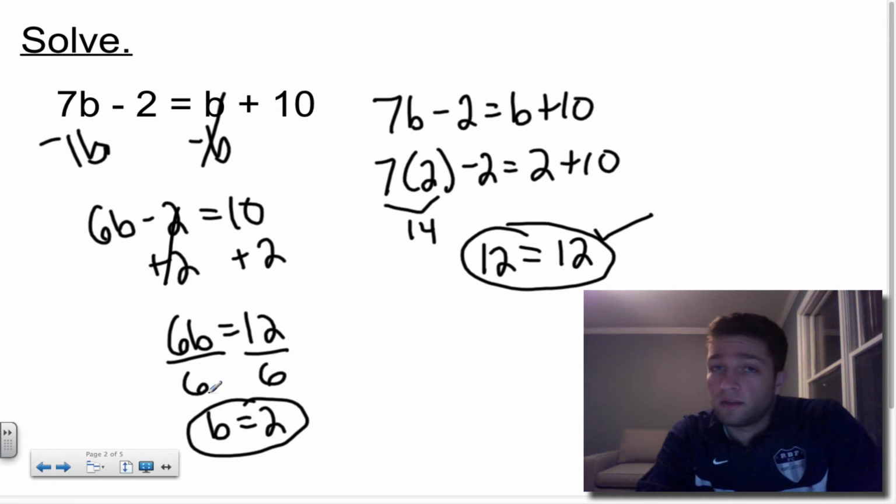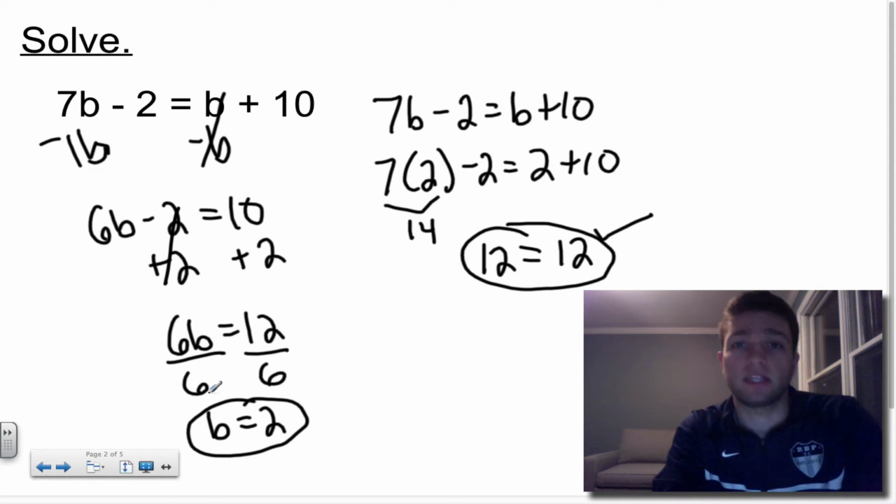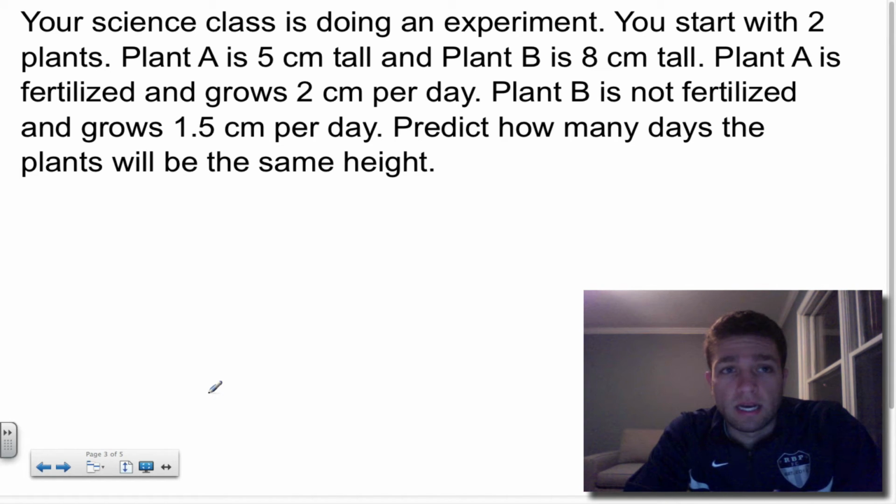Now, the other part of this comes when you're working with word problems, which I know is a weakness for many of you. So I'm going to do 2 word problem examples. I'll work through them both. Take your time with them. If you need to pause and rewind and just make sure you really understood what I did and what I said, please do that. So our first example, your science class is doing an experiment.